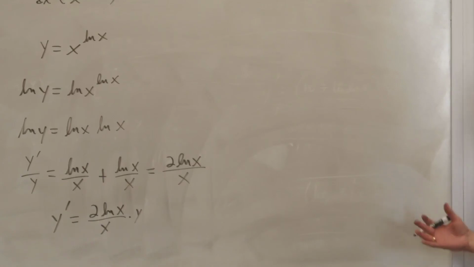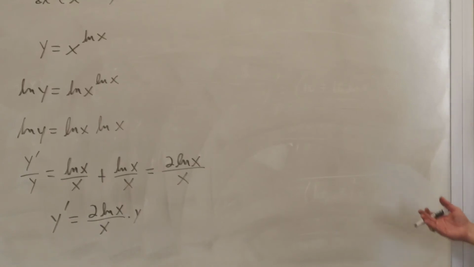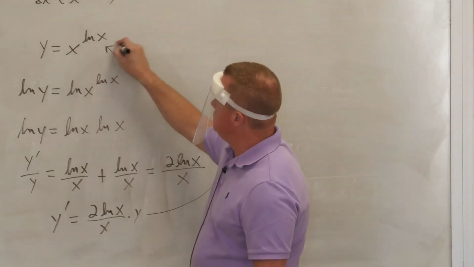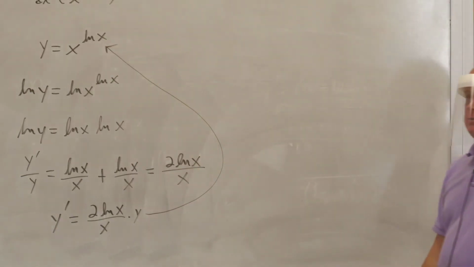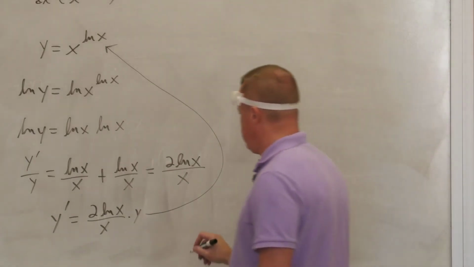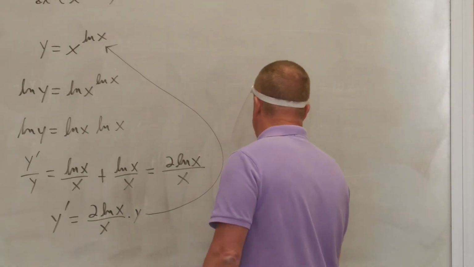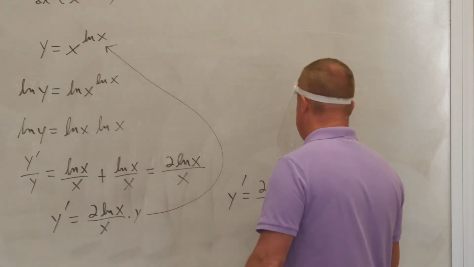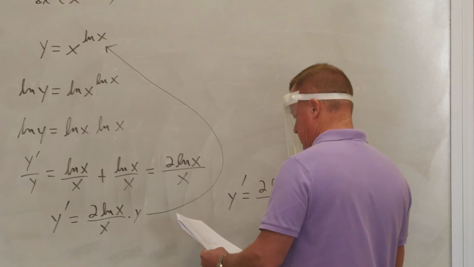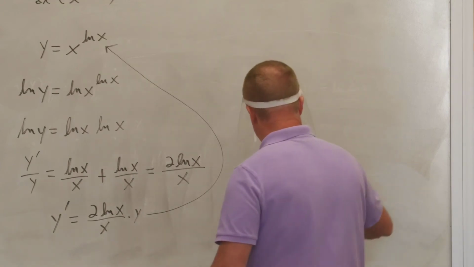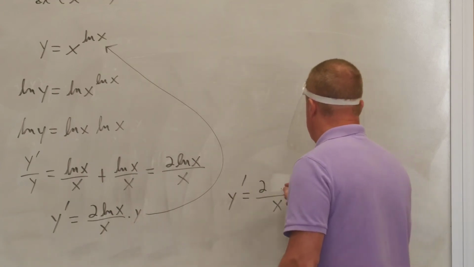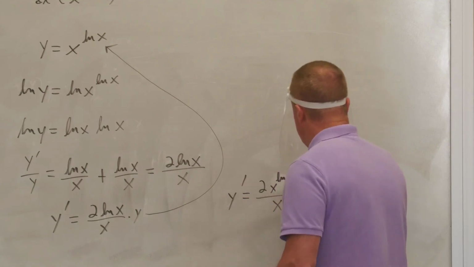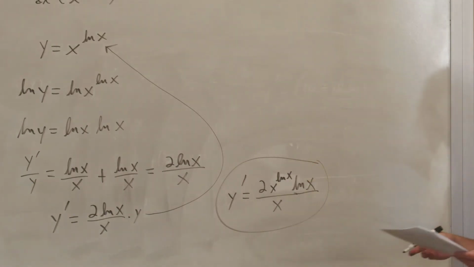No reason to leave y in the answer, because I know that y is explicit. It is x to the ln of x power. So I need to write my final answer then. y prime equals 2 ln of x over x times x to the ln of x power. So let's put it like this. That would be my derivative.